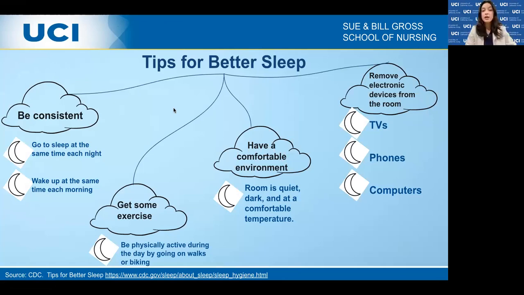Thank you, Denise. So some of the tips we have are being consistent. So going to bed at the same time every night and waking up at the same time every morning, as well as exercising. So being physically active during the day by going on walks, biking, etc. As well as having a comfortable environment while sleeping, such as a nice quiet room with a comfortable temperature. Removing electronic devices from the room, such as phones, computers, and TVs.